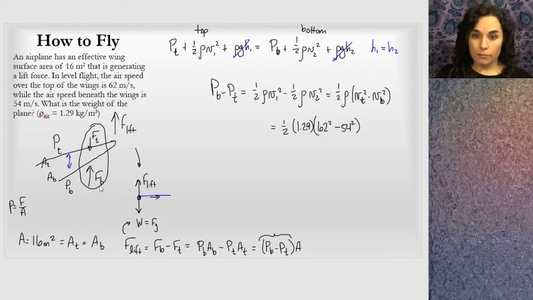The force on the bottom is larger than the force on the top. The pressure on the bottom is larger than the pressure on the top. We get an overall motion upwards, or a lift force upwards. So this should be a positive value. When I run this through the calculator, PB minus PT, remember, I don't know what these values are. All I care about is the difference that I can plug in here. When I run this through the calculator, I get 598.56 pascals, which isn't very big at all.